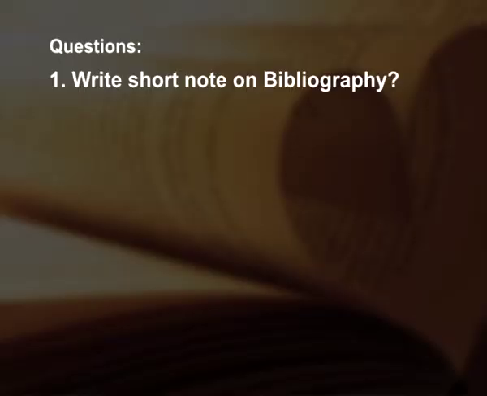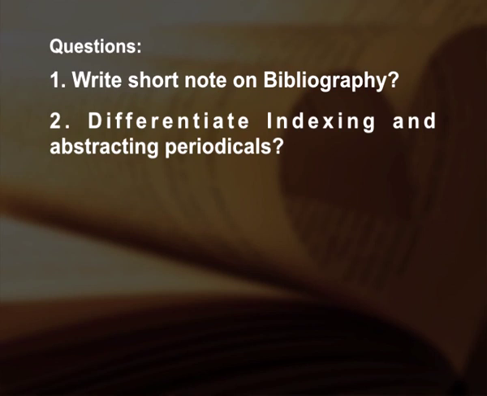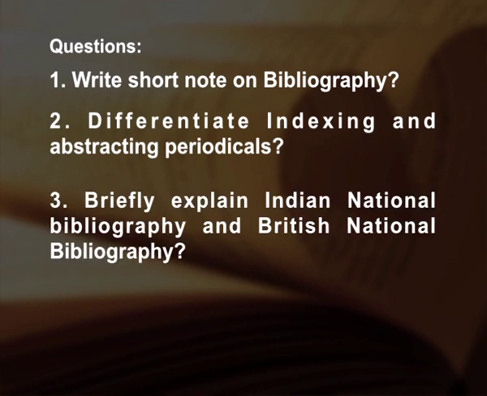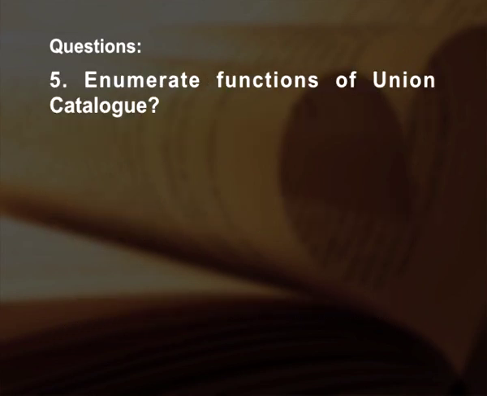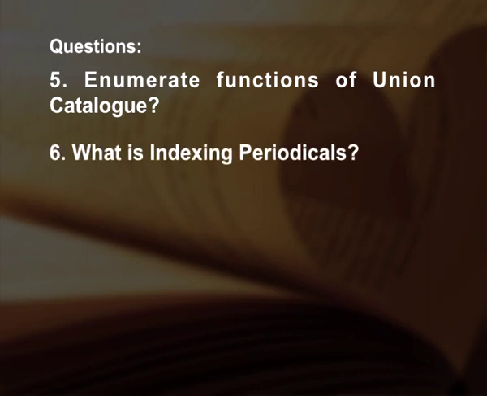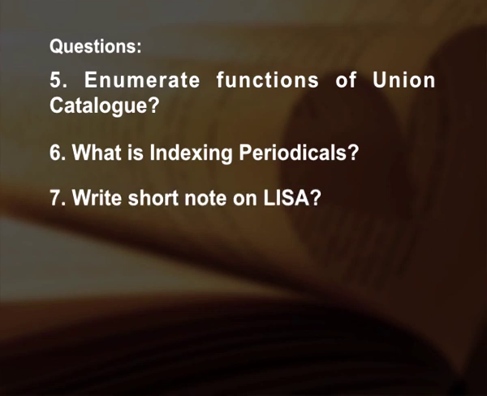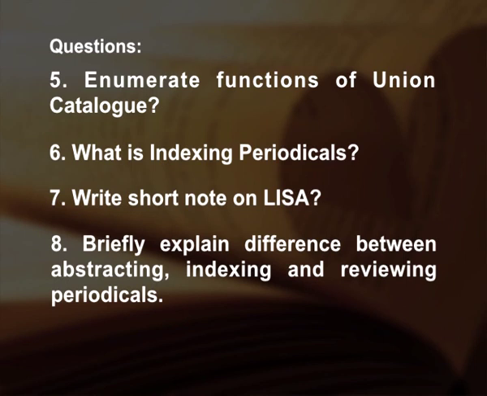Now, please try to answer the questions. Write a short note on bibliography. Differentiate indexing and abstracting periodicals. Briefly explain Indian National Bibliography and British National Bibliography. Explain the types of Union Catalogue with examples. Enumerate functions of Union Catalogue. What are indexing periodicals? Write a short note on LISA. Briefly explain the difference between abstracting, indexing and reviewing periodicals.